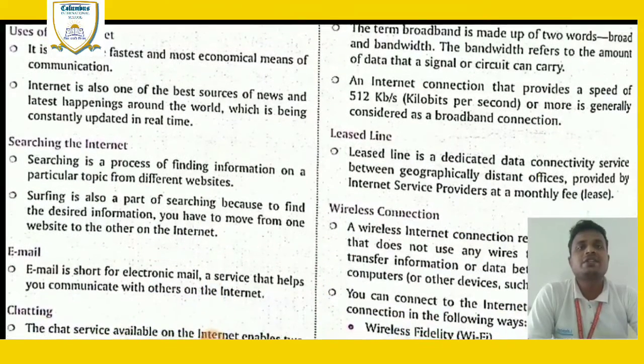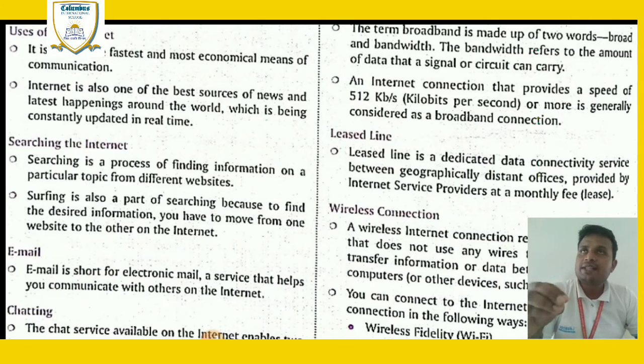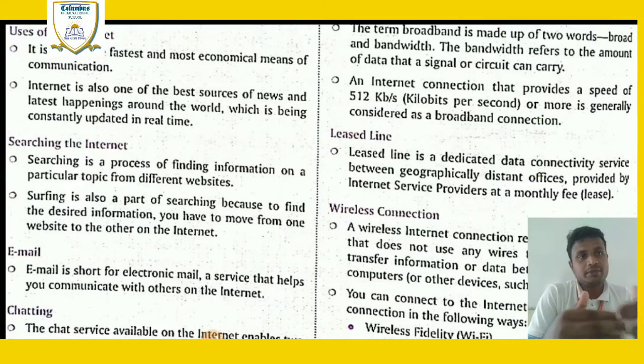Next thing is searching the internet. Searching is a process of finding information. To find the desired information, you have to move from one website to another on the internet. And lastly, searching on the internet. Suppose that you are opening Google. Google is a search engine, as you know, when you type something, automatically some data is retrieved on Google. So the data that is retrieved on Google is called searching on the internet.